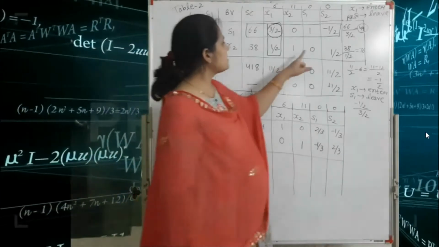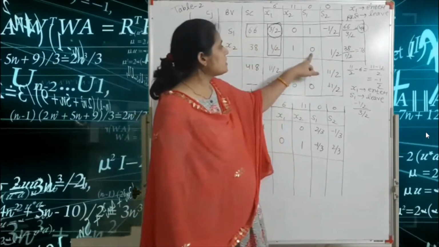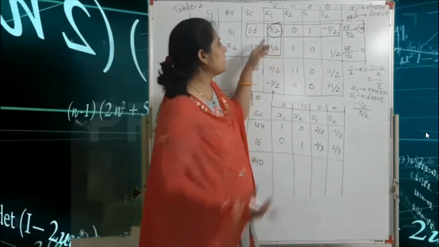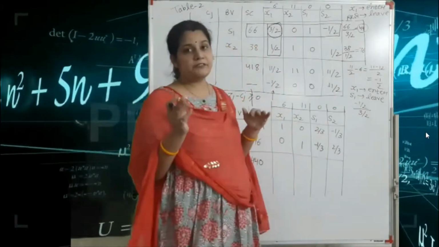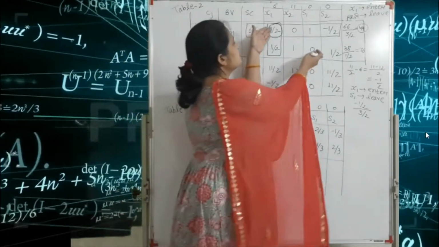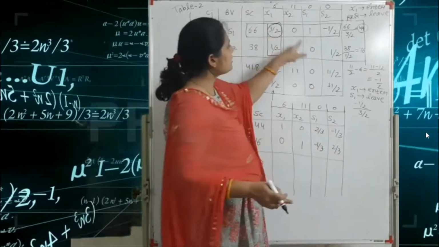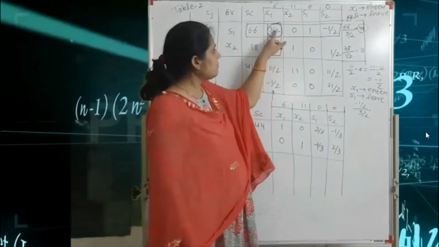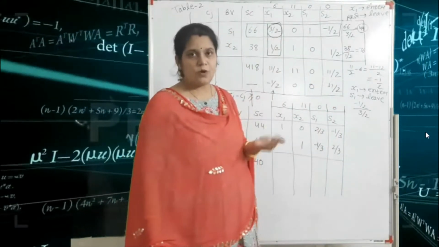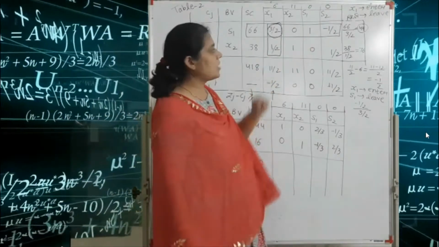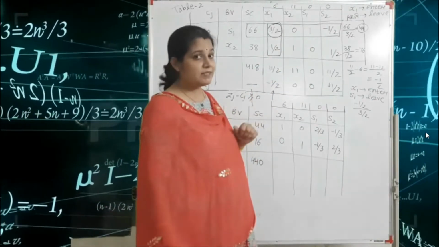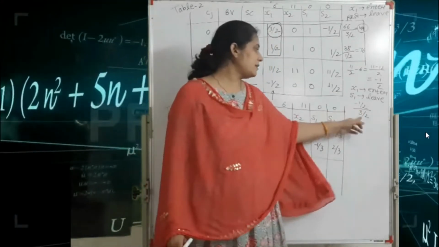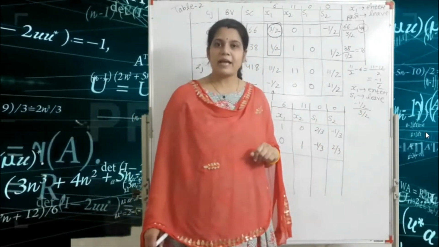Okay, next one is this value. So 3 by 2 into 0, that means 0, minus 1 into 1 by 2. Just like a determinant, don't be confused here. Always consider the determinant form. 3 by 2 into 0, and the other diagonal is 1 by 2 and 1. So 3 by 2 into 0 is 0, minus 1 by 2 into 1 is 1 by 2. So minus 1 by 2 divided by 3 by 2, that means minus 1 by 3.